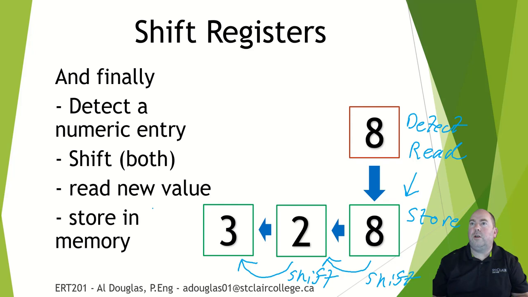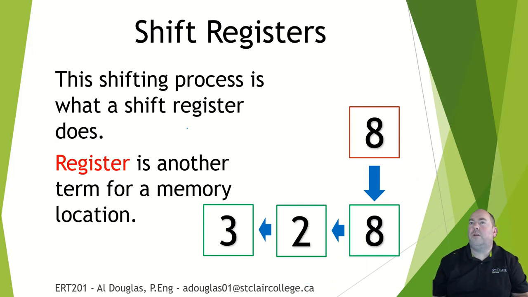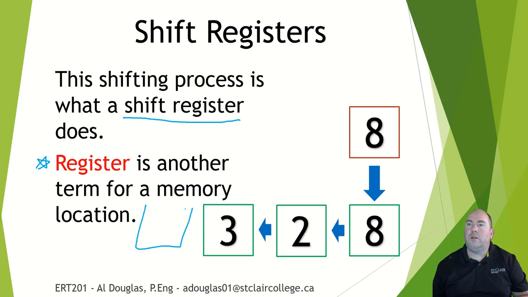So this process that we're doing here, this shifting process, is basically what a shift register does. And register is another term for a memory location. So we are basically shifting the register each time we get a new number. So we're basically loading up all these data memory locations as we go.